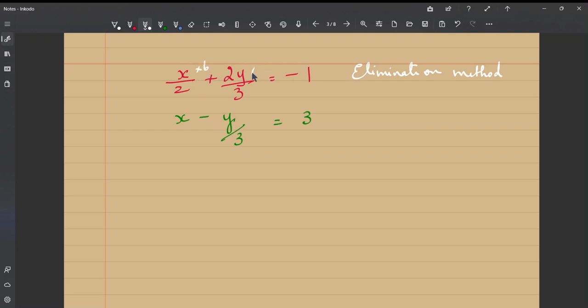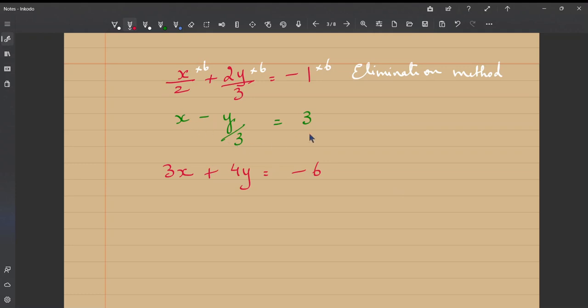Each term of the equation can be multiplied by 6. So, rewriting the equation in red, we get 2 into 3 is 6, so 3x plus 3 times 2 is 6, so 2y into 2 would be 4y is equal to minus 6. So, now look at it. It's very easy. It's a normal ax plus by is equal to c form.